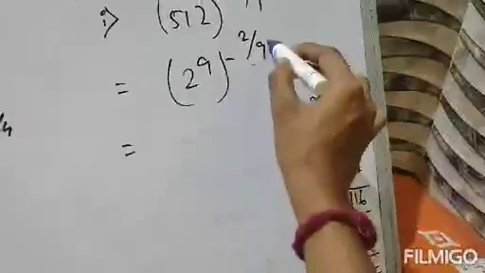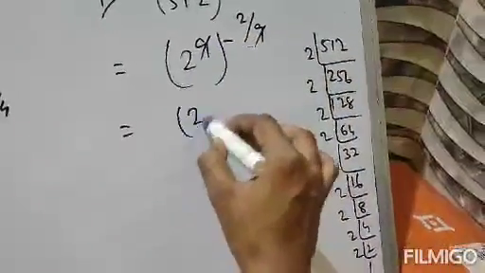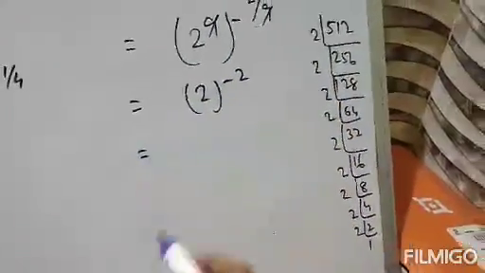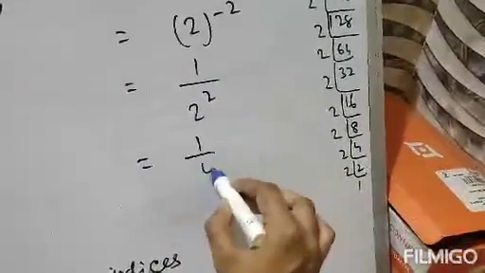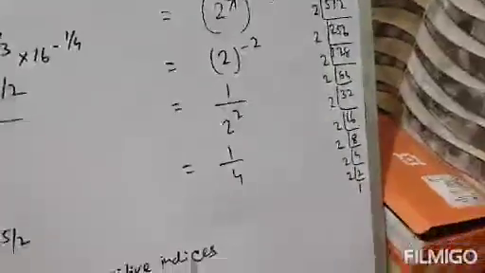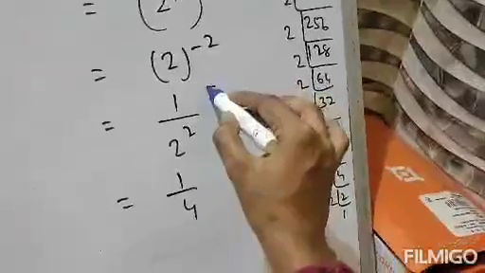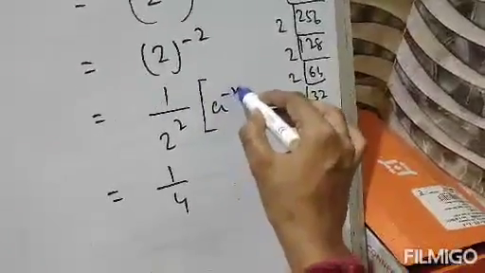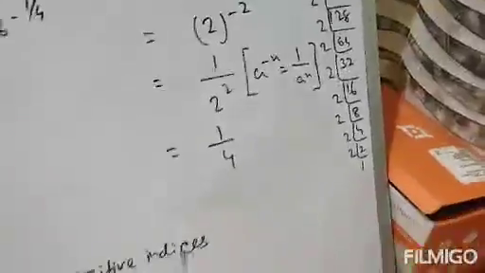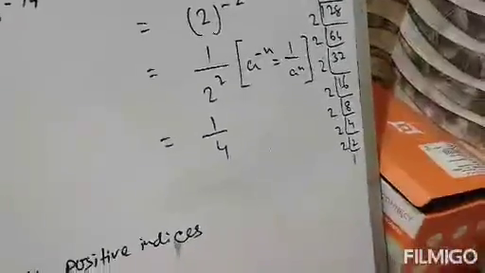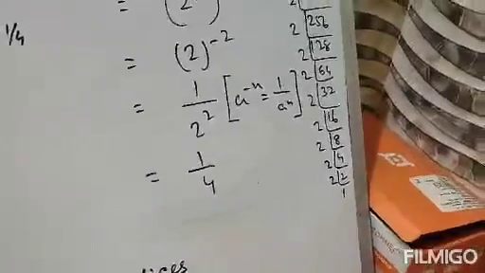That means 9 will reduce, that means 2 to the power minus 2. So 2 to the power minus 2 means 1 by 2 to the power 2, that means 1 by 4. So here the formula we applied is a to the power minus n equals 1 by a to the power n. That was the formula. Clear?